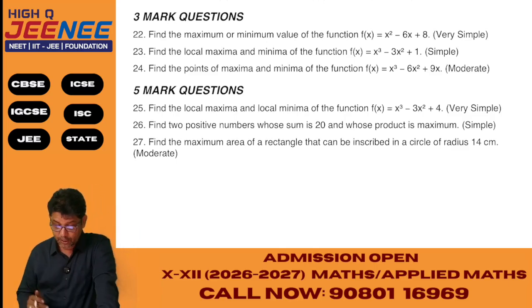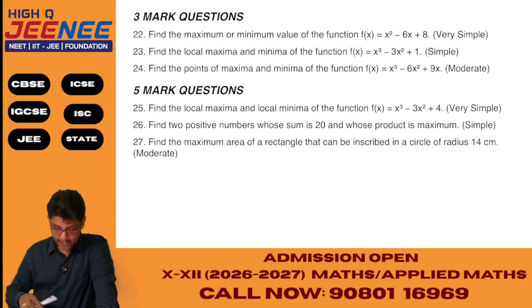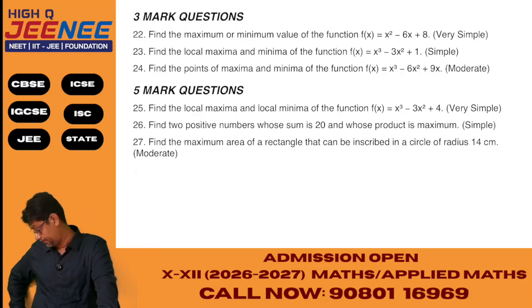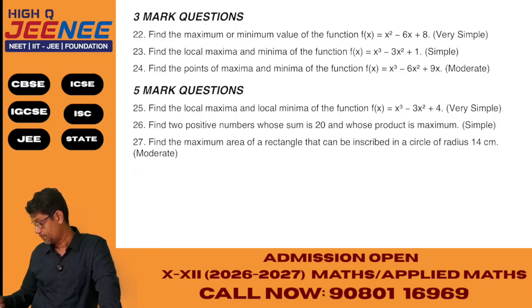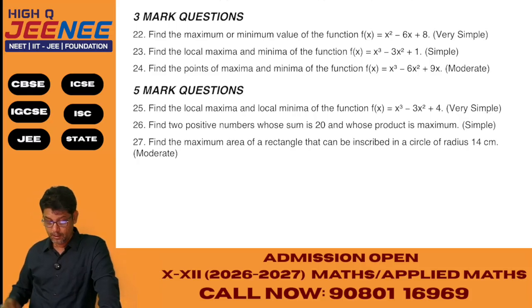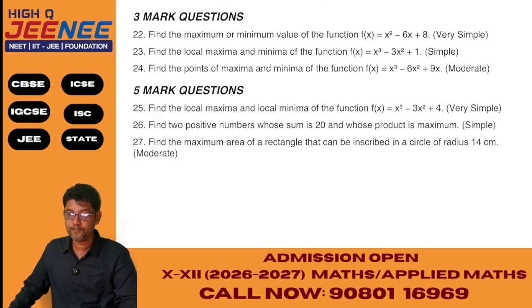Next, 3-mark questions. Find the maximum or minimum value of the function f of x equals x square minus 6x plus 8. Can you please do these problems on your own? Start. I want you to do this. Please do it.